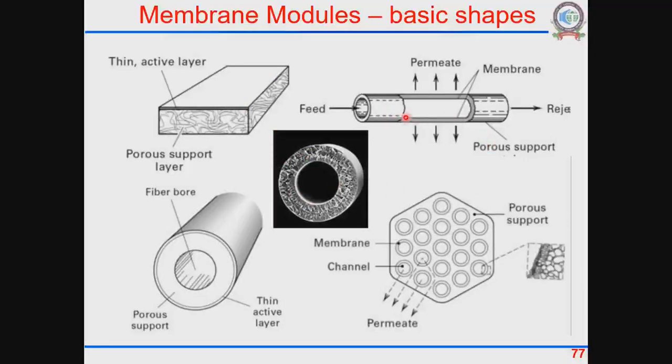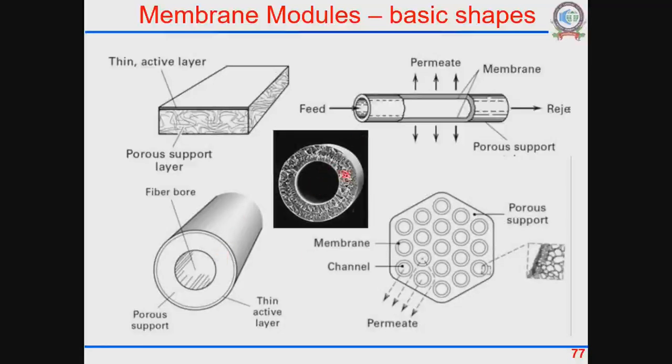So this would become a tubular membrane where feed would go in one side, and there would be an active layer. Let's say this is a cross section of the tube you are seeing. You are essentially seeing this as a support, and there is an active layer just inside this, and feed will go inside and permeate would come out. In this case, the thin layer is inside, so feed would be inside and permeate would be outside. If the thin layer is outside, then we would have feed outside the tube and permeate coming inside the tube.